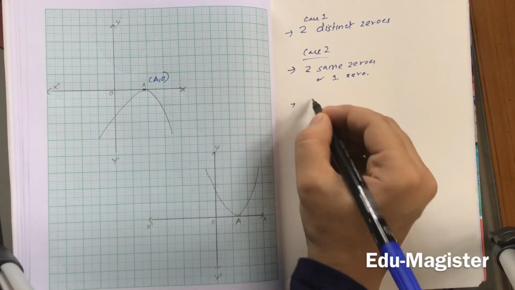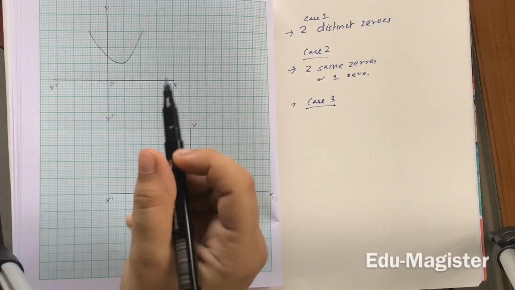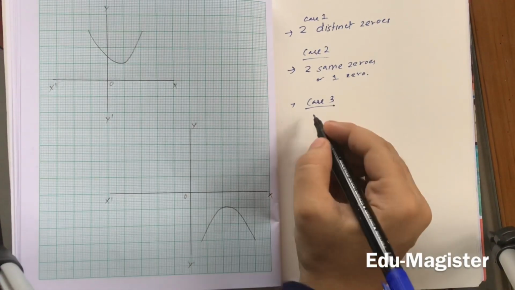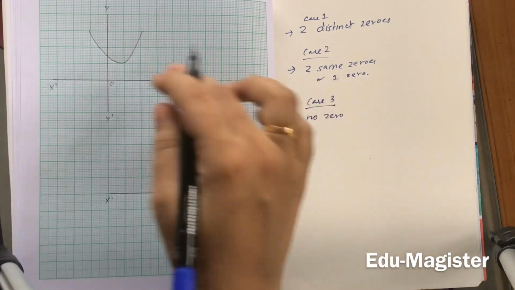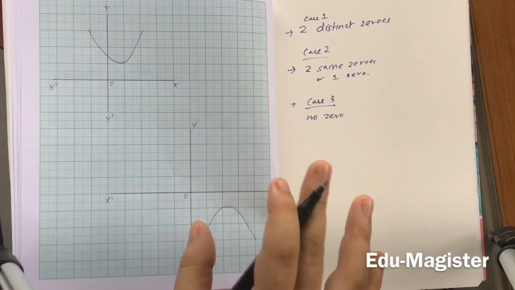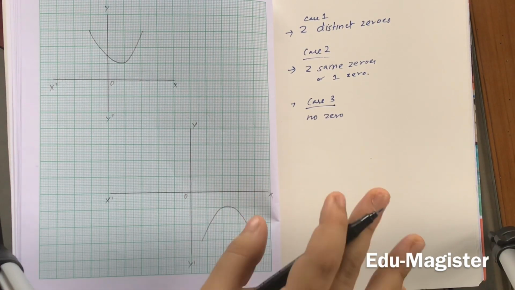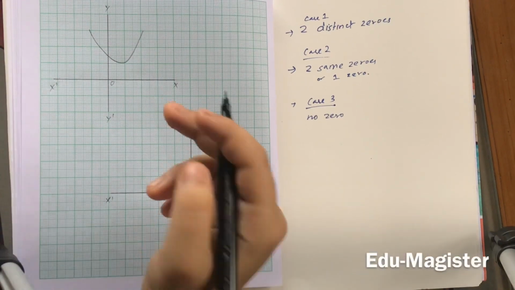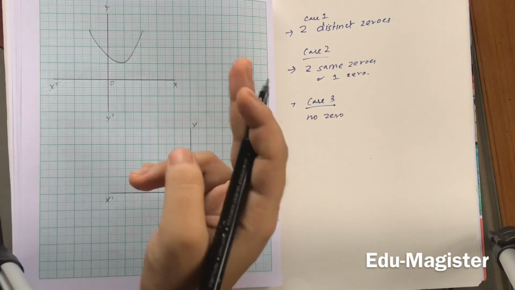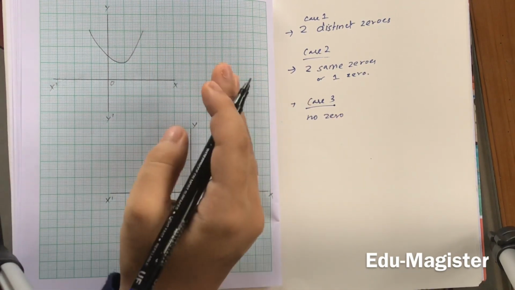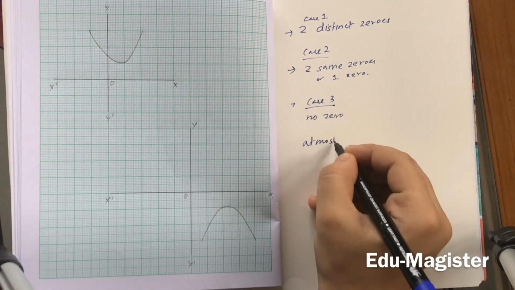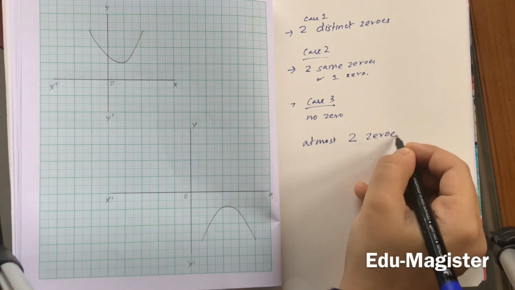Now, what about the case 3? Here, the parabola doesn't intersect the x-axis at all. That means there is no zero for this polynomial. So, we can say that for any quadratic polynomial, the shape is a parabola. We have said that before. And it will intersect the x-axis either at 2 distinct points or 1 point or no point at all, meaning the quadratic polynomial can have at most 2 zeros.